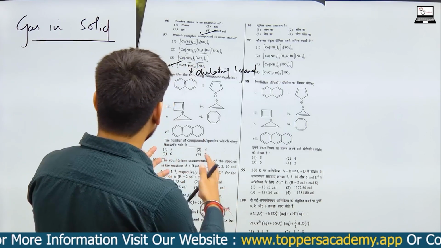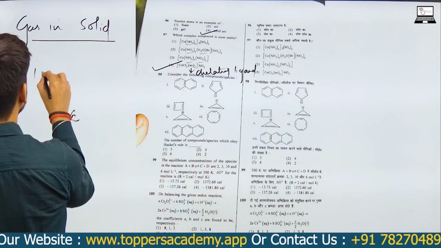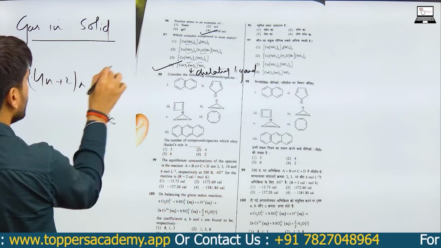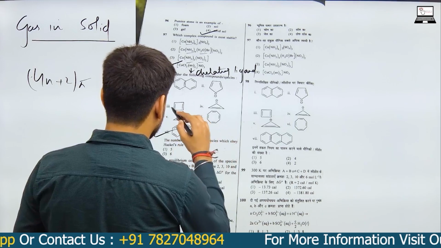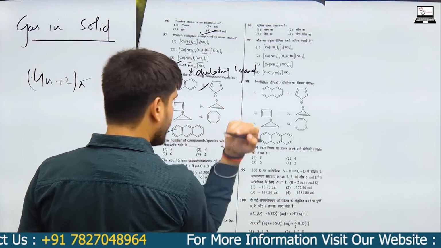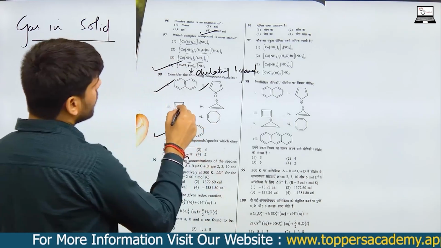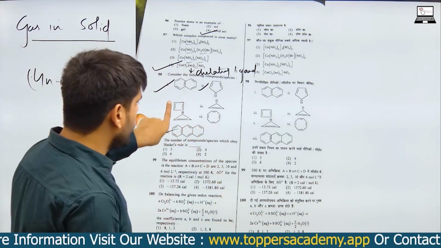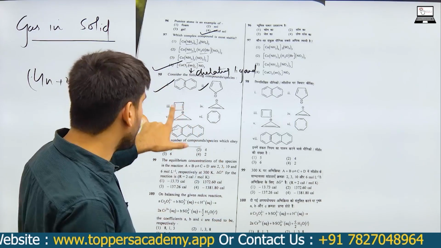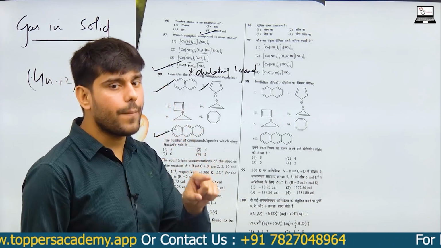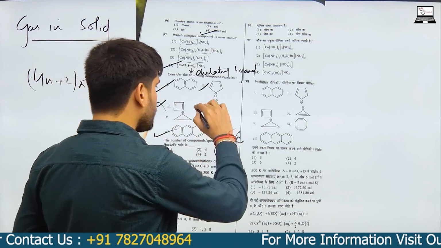Consider the following compounds or species. Tell me the number of compounds or species which obey Huckel's rule. So Huckel's rule is the 4n plus 2 pi electron rule. This is aromatic, 1, 2, 3, 4, 5, 6, and this is aromatic. Naphthalene is aromatic. Now cyclobutadiene is your anti-aromatic compound, right? Because this is 1, 2, 3, 4, it is following 4n pi electron.